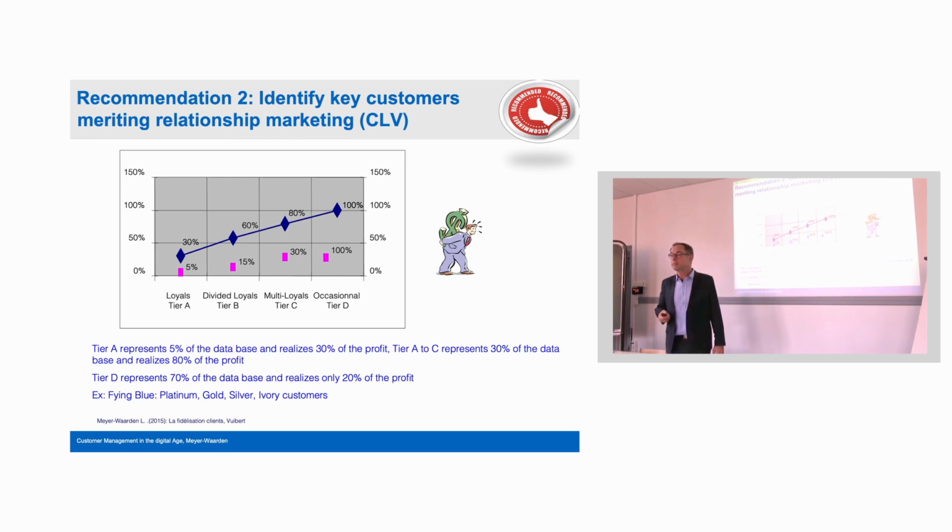So we segmented the database in 4 tiers. So you see tier A, B, C, and D. And what you can see here is that tier A represents only 5% of the quantity of the database, but it generates 30% of the profit. So 5%, a small number of customers, generates 1/3 of the profit. So these are top customers. Platinum, right? You could call them the platinum customers.